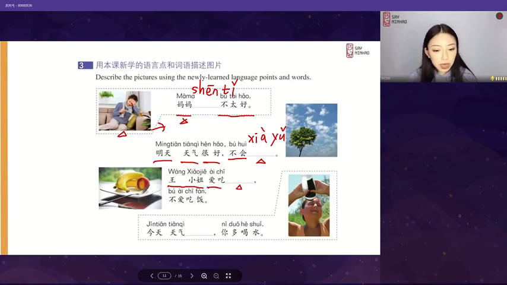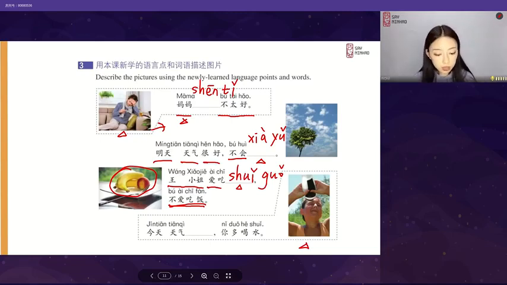Next one, 王小姐爱吃 something. 不爱吃饭. 王小姐, Miss Wang, 爱吃, love to eat something. Don't love to eat meals. And we can see in the picture, what are these? Fruit, 水果, right? So, 王小姐爱吃水果,不爱吃饭.